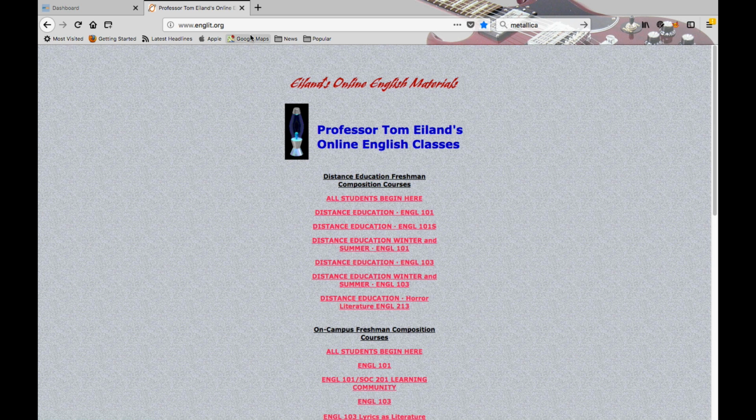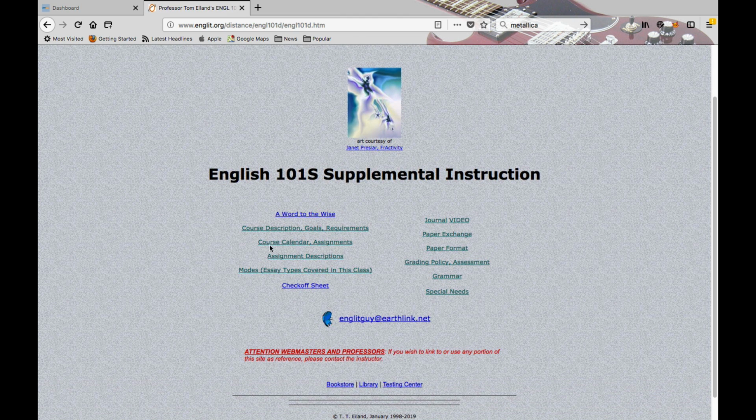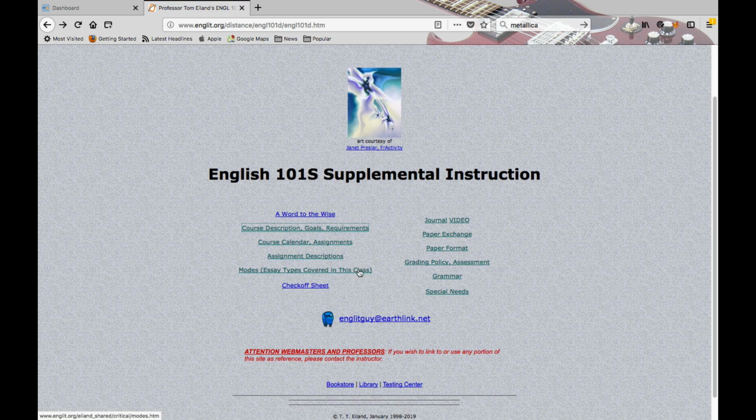When you look at my website, and you are going to be using my website as well as Canvas, although everything on Canvas is really mirrored back to here anyway, you want to find Englit.org, and when you find the lava lamp, here's the 101S course, and you will see that you have some elements here that will be useful to you. The course description, the course calendar, and the grading policy. These 3 elements are your syllabus, and if you want a hard copy of the syllabus, you just bring these up, print them out, and you're off and running.